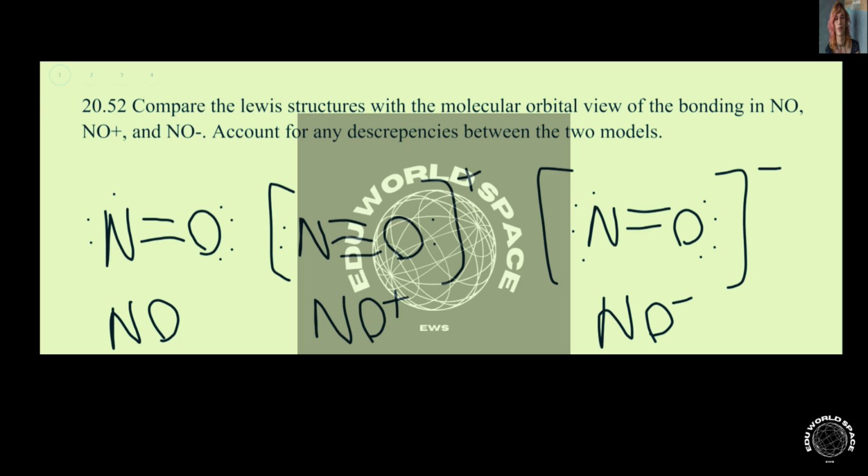And then we have NO minus, where the additional electron is paired with the radical electron that we used to have on nitrogen. So let's look at the molecular orbitals for these, the molecular orbital diagrams.